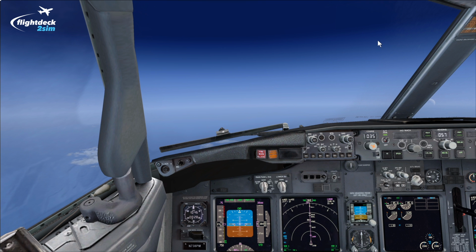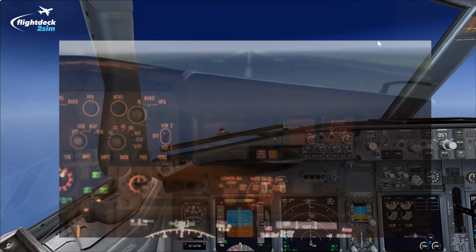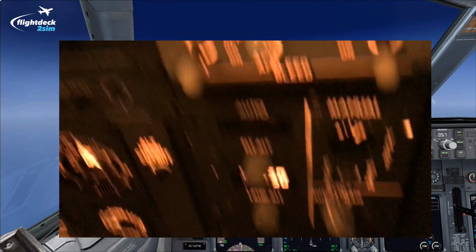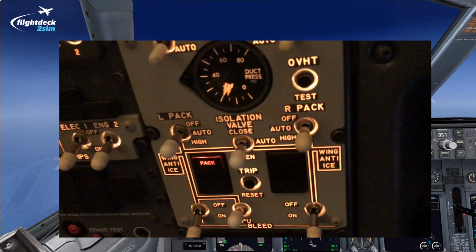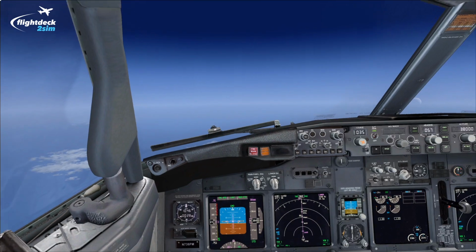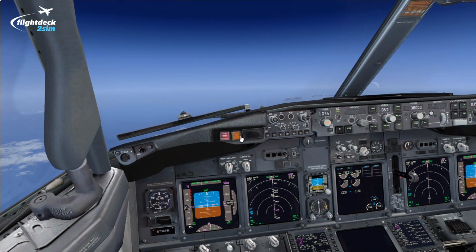So here is a little video from the simulator about the master caution system. Anytime in flight, if there's a fault, we push the master caution recall, the light illuminates, you can see the air conditioning, and look, there's a pack light. We'd then get the QRH out for the pack checklist, and that would tell us how to deal with the situation. So you can see how in that video it illuminated after pushing the master caution recall.